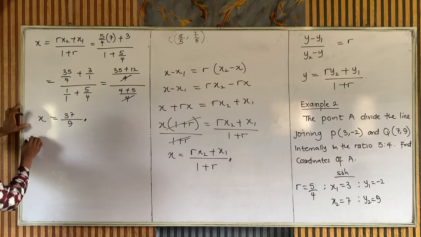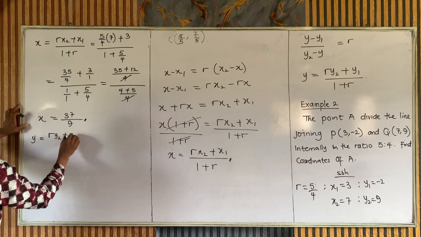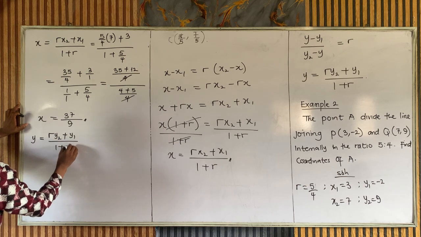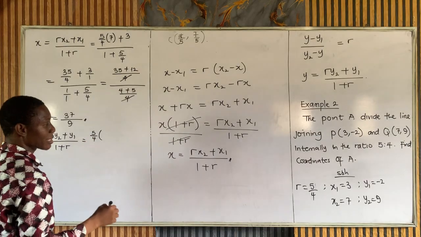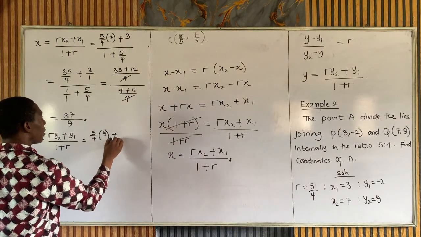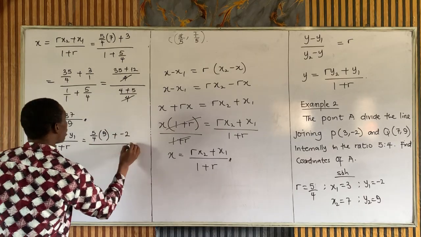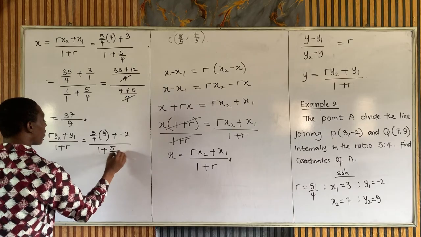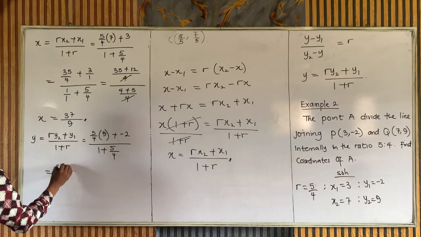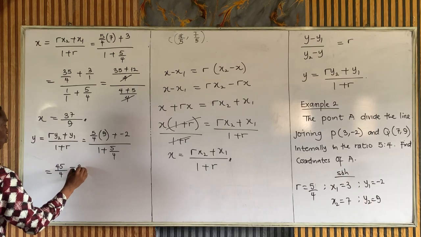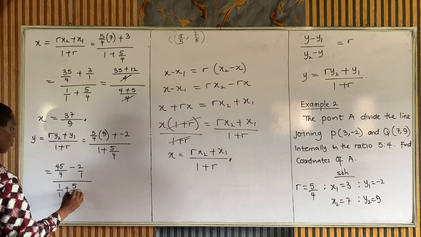Now the coordinate of y will be given as (r y2 + y1) over (1 + r). And our r is 5 over 4. This time around, our y2 is giving us 9 plus our y1 is giving us minus 2 all over 1 plus 5 over 4. So this will give us 5 times 9, that's 45 over 4 minus 2 over 1 all over 1 over 1 plus 5 over 4.